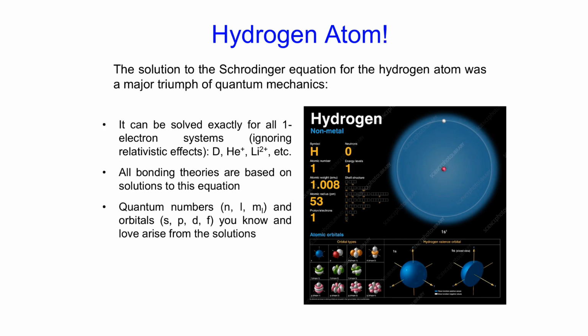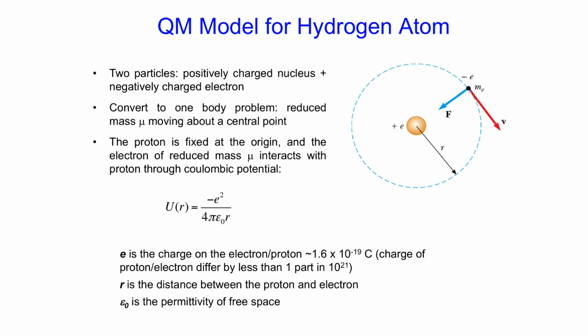And also the solution to the equation gives rise to those quantum numbers, so n, l, and m sub l, and the orbitals, s, p, d and f orbitals that you know and love from Gen Chem and your other chemistry classes. So it's really just going to bring everything that you took for granted for the last few years of your chemistry careers and open up where all of those concepts come from. And they come from solving the Schrodinger equation for the hydrogen atom. All right, so let's get started.